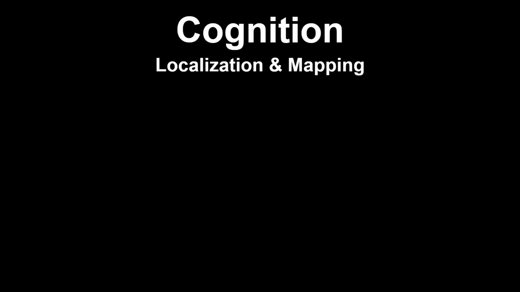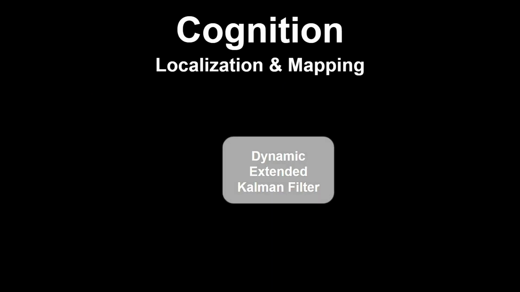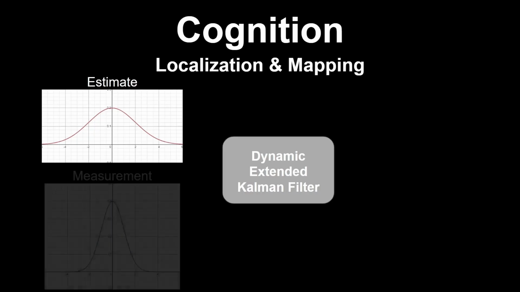The cognition piece of the stack is a dynamic extended Kalman filter. A Kalman filter is an algorithm that uses a series of measurements observed over time to produce state estimates that are less prone to errors from measurement noise or other inaccuracies. In this application, the state is defined by the robot pose as well as the global XY coordinates of the observed landmarks. This diagram shows us the basic flow of the Kalman filter.